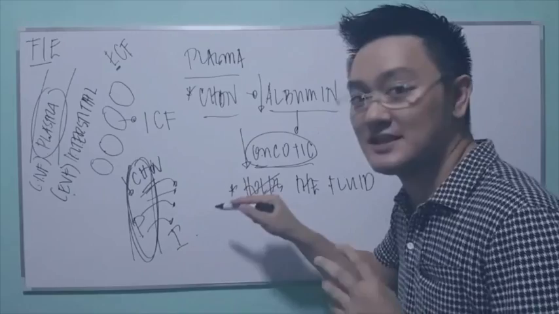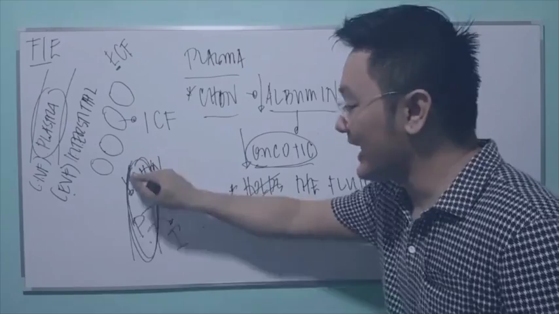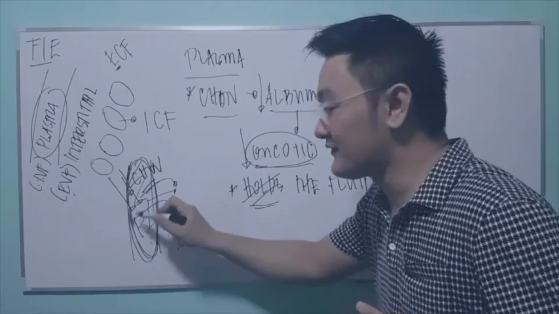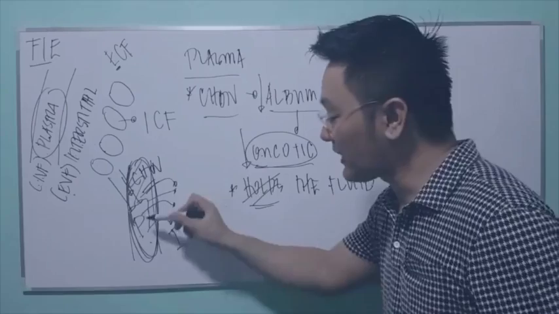When there's movement of fluid from the plasma to the interstitial, expect that the blood volume will decrease. Am I right? Because the fluid gets out. When volume decreases, it leads to hypovolemia, right? And if not treated, hypovolemia progresses to shock, causing hypovolemic shock. That is why fluid resuscitation is essential. Am I right?